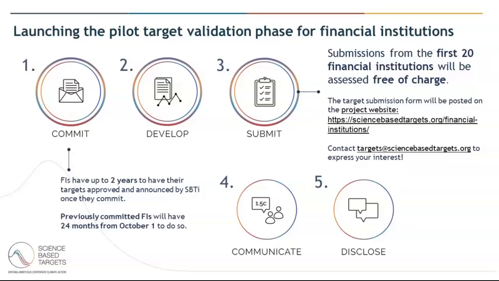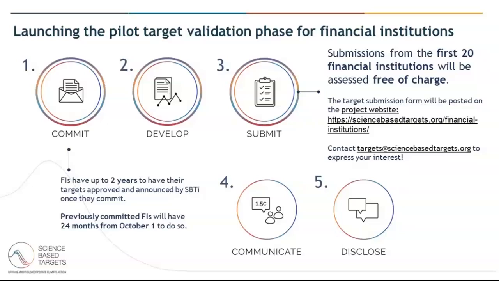There are some deadlines though and rules. So one is once a financial institution or company commits to setting a target, they have 2 years to actually have that target approved by the initiative. And of course, for financial institutions, that 2-year clock started last month. So 2 years from now. There are differing levels of handholding and attention that the initiative provides for target setting entities. And during this pilot phase, we expect to be providing more support and attention.